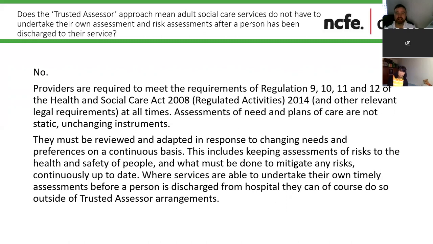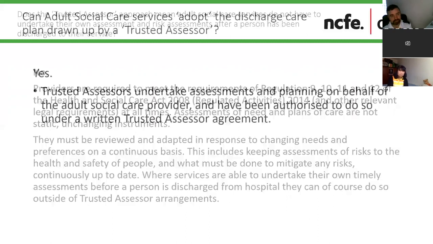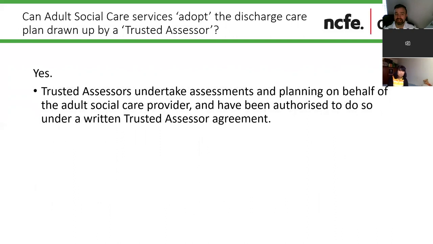Providers are required to meet the regulations under the Health and Social Care Act 2018 and the Care Act 2014, and they must be reviewed and adapted in response to the changing needs. So in other words, each customer in which you look after should have their own assessment around the trusted assessor model. Trusted assessors undertake the assessment on behalf of the adult social care provider. So if you undertake this role, and again, this is something that your organisation needs to talk to the local council about, but under it, each home gets their own agreement.